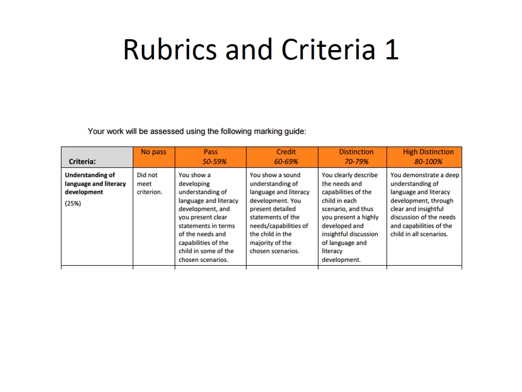The rubrics are clear. The first one for 25%, notice the percentages, is understanding of language and literacy development. Have you demonstrated that? And have you talked about the needs and capabilities of the child? In the scenario, there's a deep understanding of language and literacy development. And this particular child you've talked about, but also your teammates have talked about. It's an understanding of language and literacy development.